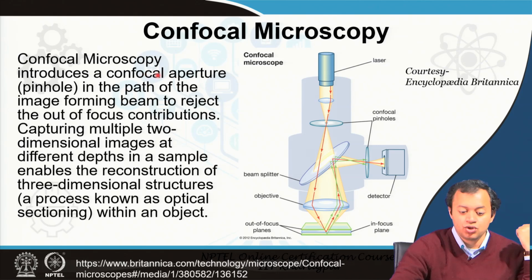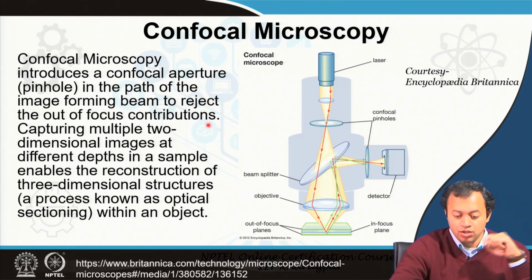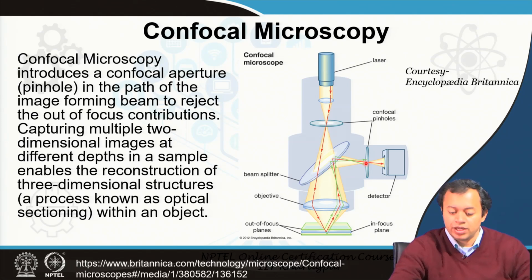Confocal microscopy introduces a pinhole, an aperture in the path of the image to reject out of focus contribution. Now, here also pay attention. So, this is your microscope, this is your detector, and the confocal microscope utilizes a pinhole, a confocal aperture, another curtain which is a small hole in between. That hole only allows the specific light which is focused.